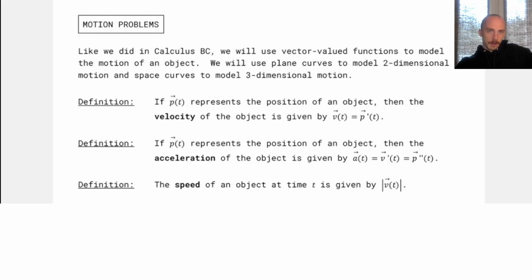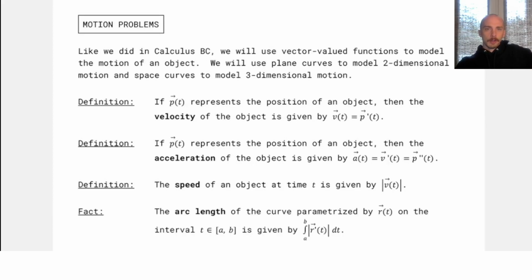The speed of the object is just like last year, even on the rectilinear motion, the motion along a straight line, which has the absolute value of velocity. Well, now it's just the length of the velocity vector. And you know how to find the length of a vector. We just do that with the first derivative vector.